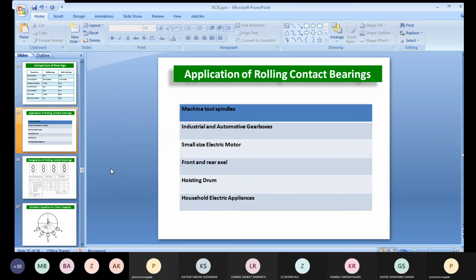Application of rolling contact bearing. You can write 1, 2, 3, 4. There might be chances they will ask MCQs. Ball bearing application 1, 2, 3, 4. Roller bearing चे application 1, 2, 3, 4.